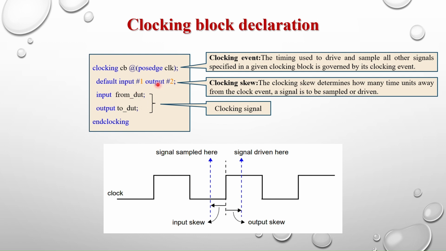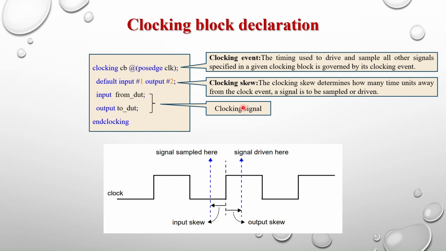Here we have a default input #1, output #2. Input #1 means the signal has to be sampled 1 unit before the clock event, before the posedge clock, and #2 means 2 units after the clock event. So this is the clock event, right? The posedge clock. 2 units after the posedge clock, our signal has to be driven. This is nothing but input skew and output skew. Signal sampled here, signal driven here. So the point is this clock event, posedge clock, or here you can take negedge or a simple clock, whatever you want. That is called a clocking event. And skews determine how many time units away from the clock event.